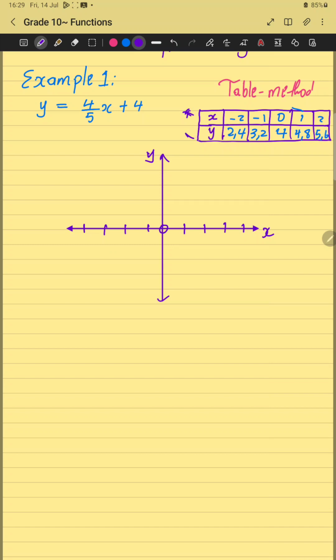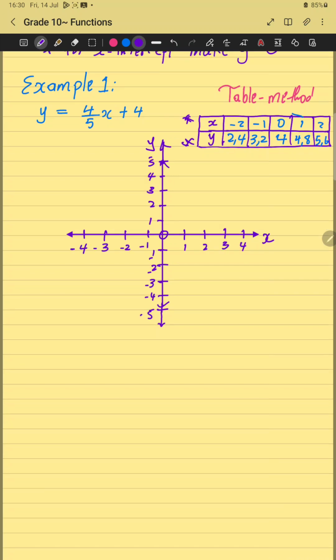And then let's check our maximum y value. So it is 5.6. That means we can also use 1, 2, 3, 4, 5 as well. 1, 2, 3, 4, and 5 here. So that means we need to extend this a little bit. So let's just take it up a little bit. Okay, and then we are now done.